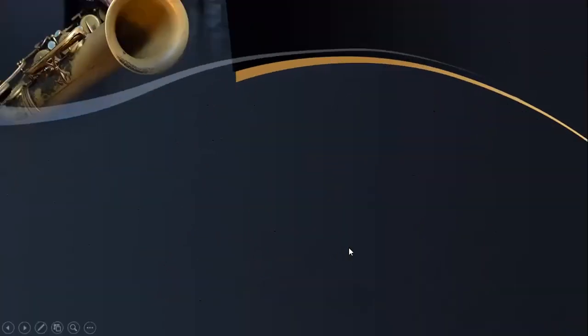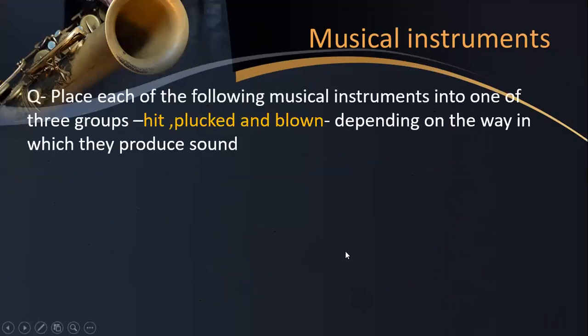Let's see this task. Okay, here we have a question. If you can answer the question, you can raise your hand and I will call you to open the mic. Place each of the following musical instruments into one of three groups: hit, plucked, and blown, depending on the way in which they produce sound.